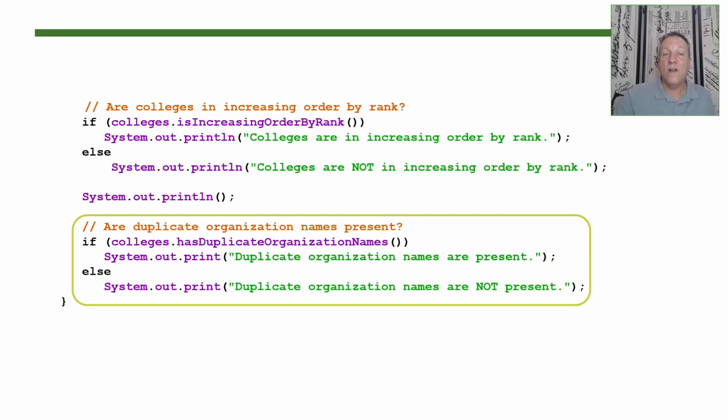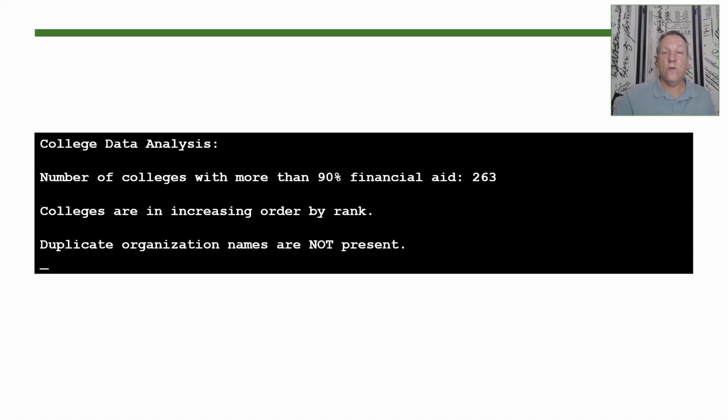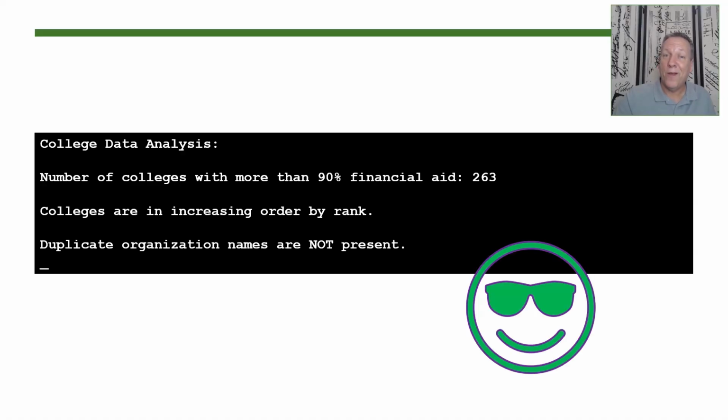All right, let's run it and see what we get. Here is our college data analysis. It says the number of colleges with more than 90% of the students receiving financial aid was 263. Remember, there were 498 in there. So that's more than half of the colleges and universities having 90% of their student population receiving financial aid. Interesting statistic. The colleges in this data set are in increasing order by rank, and we have no duplicate organization names present. So there we go. Some good information. Looks like our methods worked.